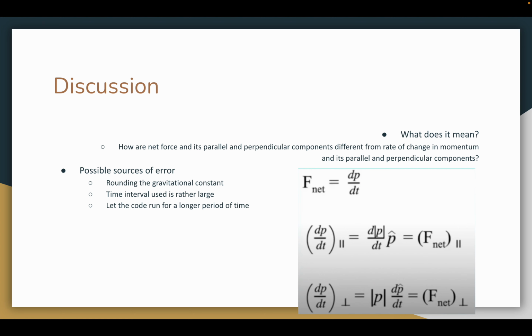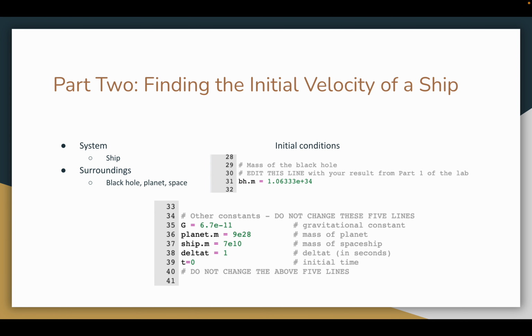We can find F net using change of momentum, and change of momentum can be found from just observing the surroundings. And possible sources of error include rounding the gravitational constant, and the time interval used in this was rather large. I could also have let the code run for a longer period of time to get a better estimate for the mass of the black hole.